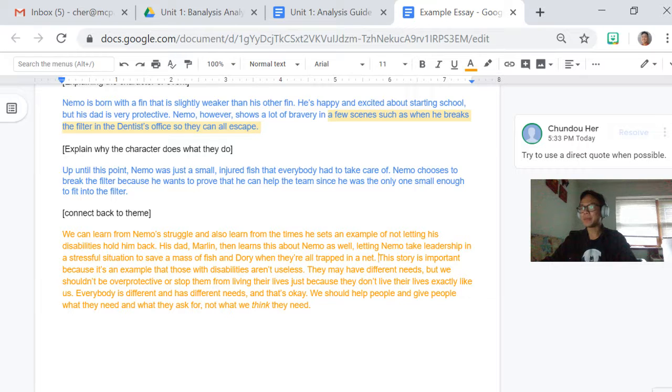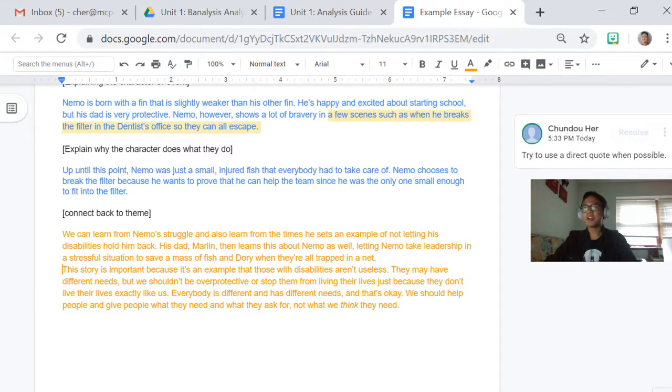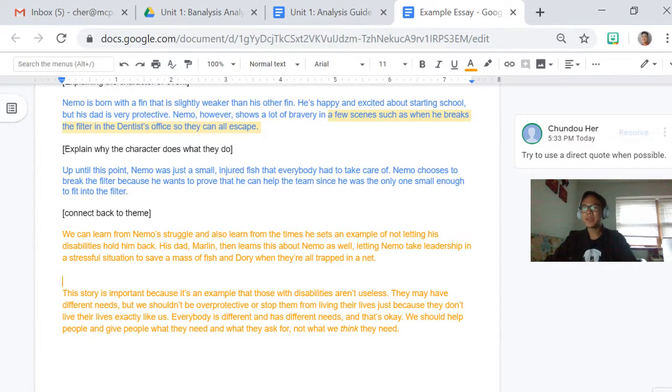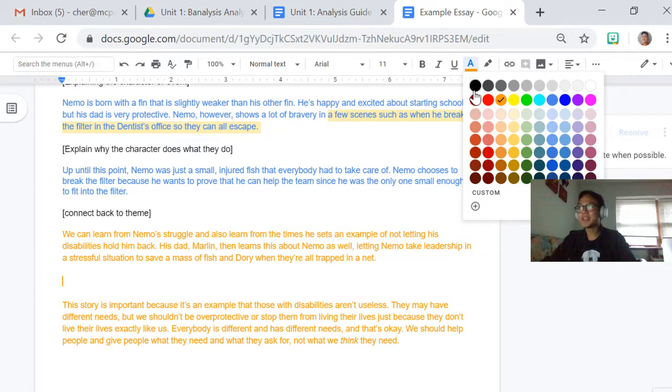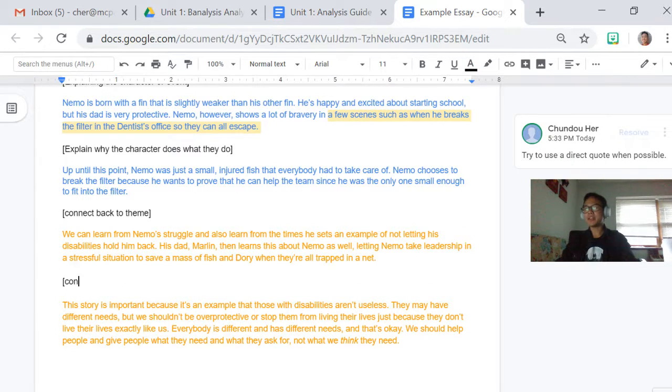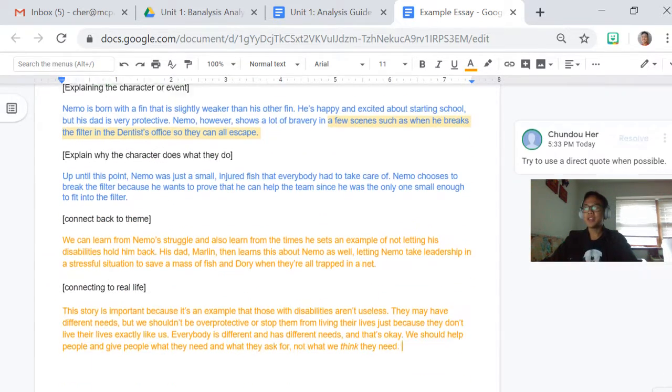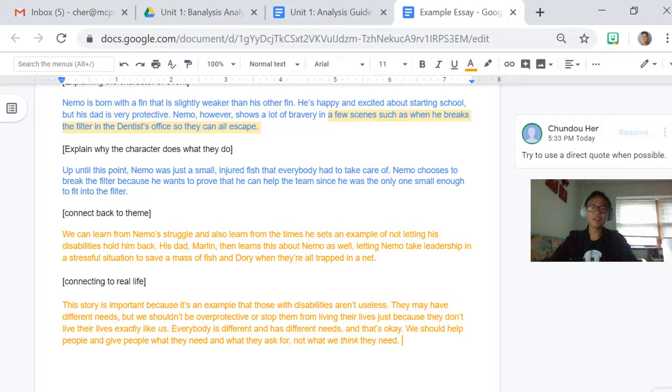But you know what else I'm noticing now is I'm not really talking about the story anymore, and I'm more so connecting it to real life. So why don't we make that its own section? Connecting to real life. Which is also very important because that's what you want your reader to take away from this. You want them to understand why this story matters on a grand scale, not just why does it matter to other fish because this movie's about fish.